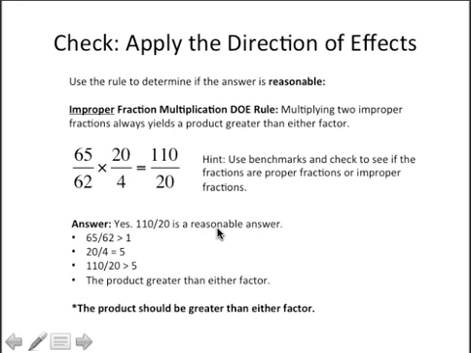Okay, here's the problem, and our answer should be yes. 110/20 is a reasonable answer. Our first fraction is a little greater than 1. Our second fraction, or factor, is actually equivalent to 5, and then our product is greater than 5. So the product is greater than either factor, which adheres to the rule for improper fraction multiplication. The product should be greater than either factor.